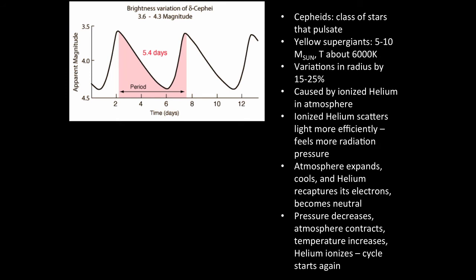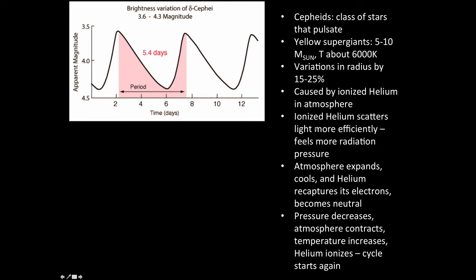They're yellow supergiants that are about 5 to 10 times the mass of the Sun and at about 6,000 degrees Kelvin. Their outer layers pulsate in and out, and their radius varies by about 15 to 25%. The reason for this is that there is an instability that develops in a certain part of the HR diagram that's caused by ionized helium in the atmosphere.